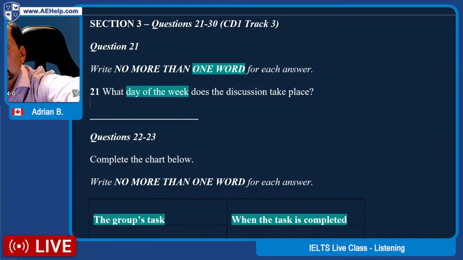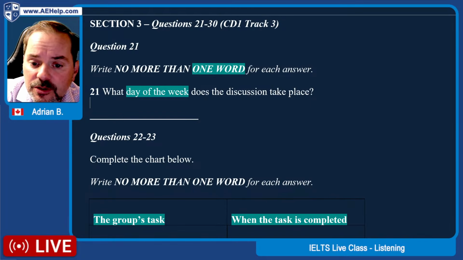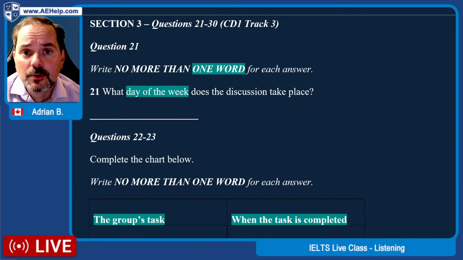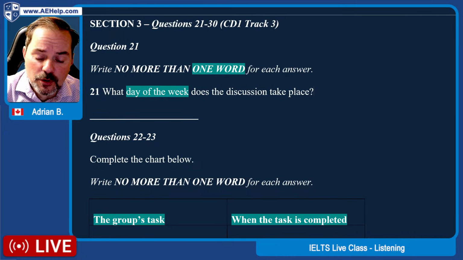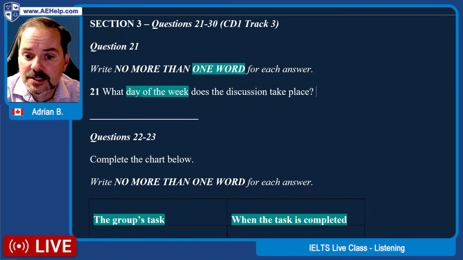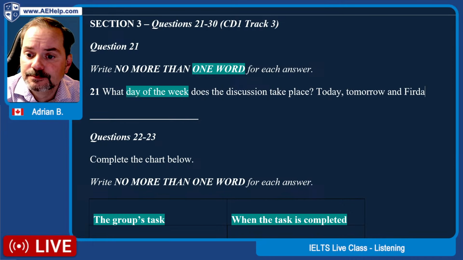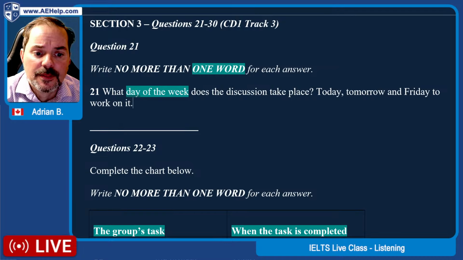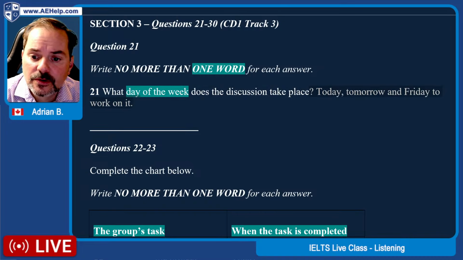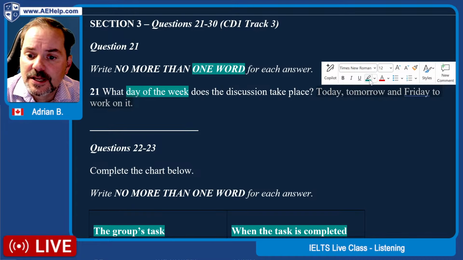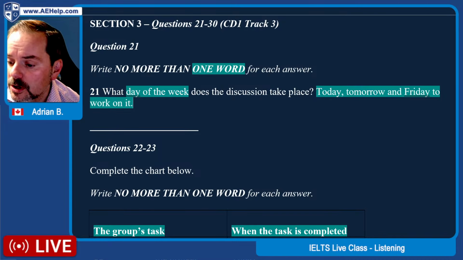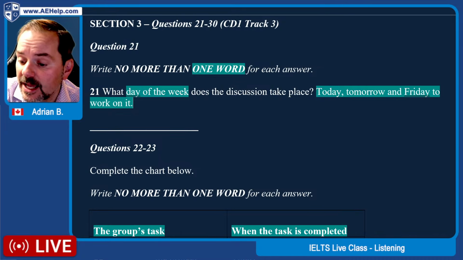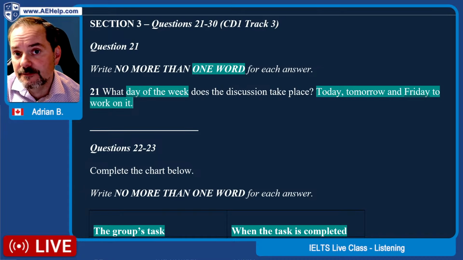We heard them chatting with each other. They said they have the weekend to work on it. But then they say, well, let's get it done before the weekend. And then they say that gives us today, tomorrow, and Friday to work on it. That was the key sentence. Okay. So if they say today, tomorrow, and Friday to work on it, then that means today must be, and this is an inference type question.